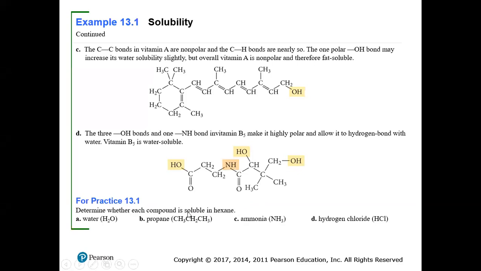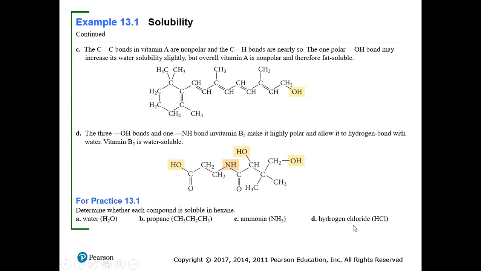So in order for it to be soluble in something that's nonpolar, we're looking for compounds that are nonpolar. So our first option, water, we know that water is polar because of the lone pairs on the oxygen. So water would not be soluble in hexane. Here we have another example of something that is only carbon and hydrogen. So this is very similar to hexane. So this would also be nonpolar. So it would be soluble in hexane. Ammonia has a lone pair on the nitrogen. So this would be polar, so that would not be similar to hexane. So ammonia would not be soluble.